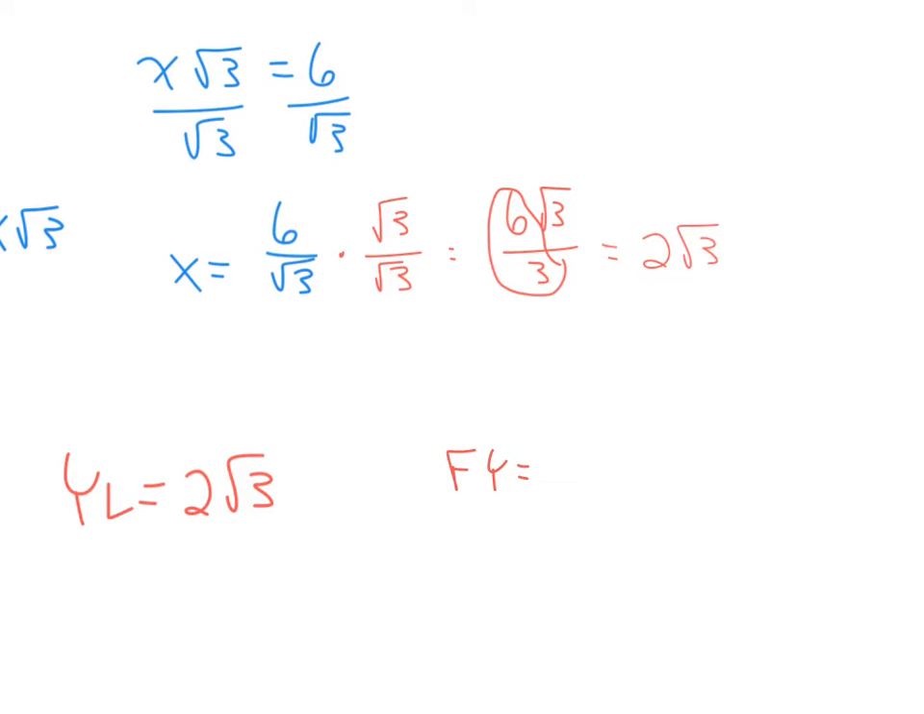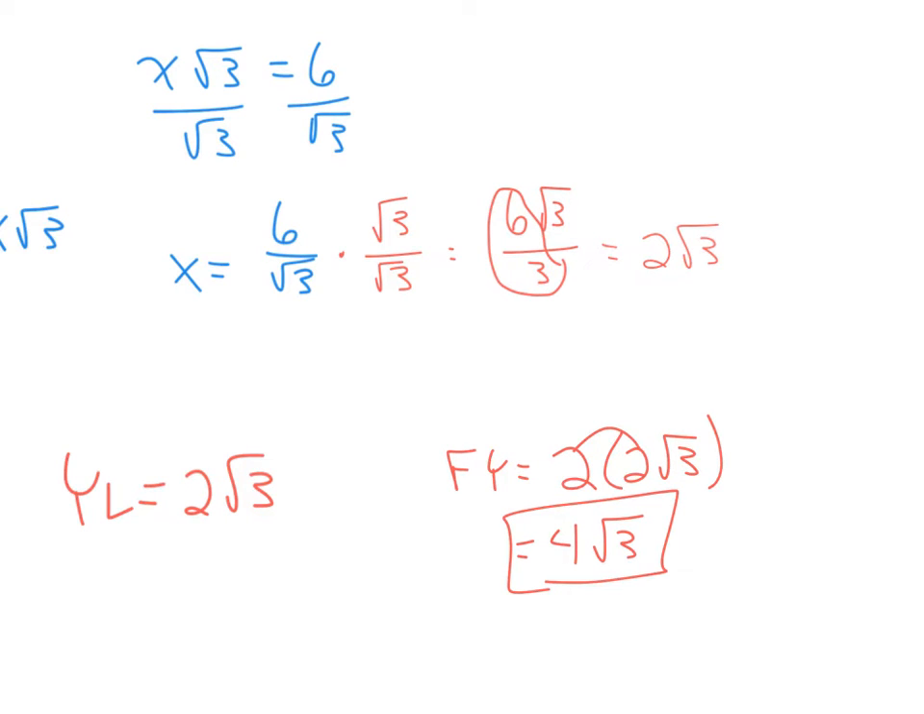Well, that's the 2x side, so I take 2 and I multiply it by 2 square roots of 3. 2 times 2 gives me 4, and there's no other roots to multiply square root of 3 by, so it stays the same. So Fy is 4 square roots of 3. So those problems are pretty similar to each other, 4 and 5.